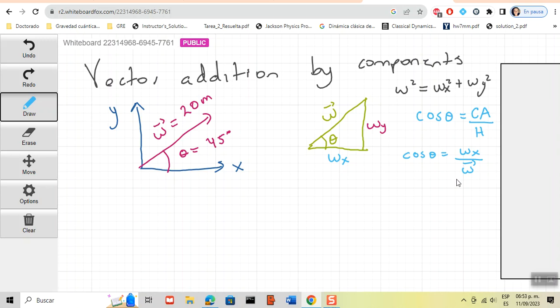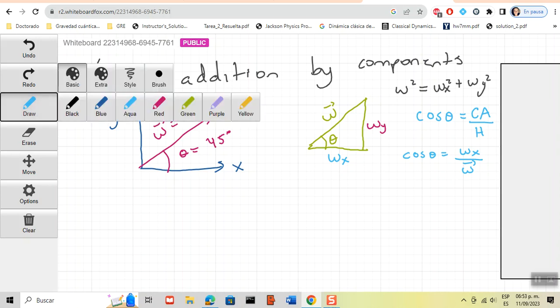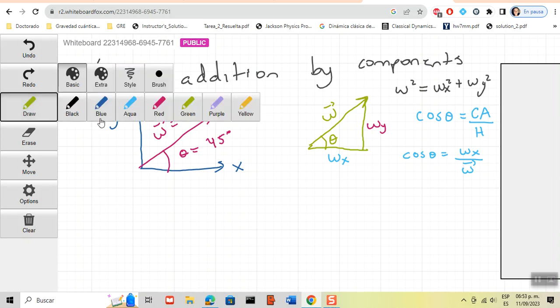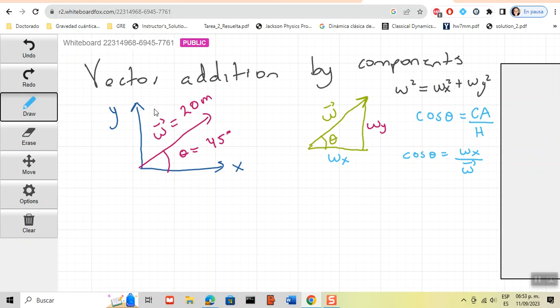So remember, these are vectors, right? We're talking about little arrows here. So this is an arrow, okay? Now we are going to say that, if the magnitude of the vector is dividing the Wx, then it's gonna go multiplying, right? So to calculate the component in x for our vector, we're gonna use the magnitude and the cosine of theta, right?